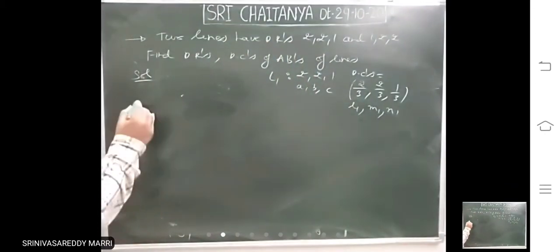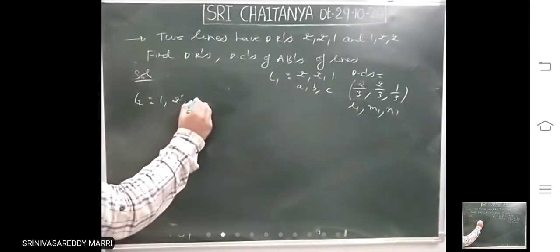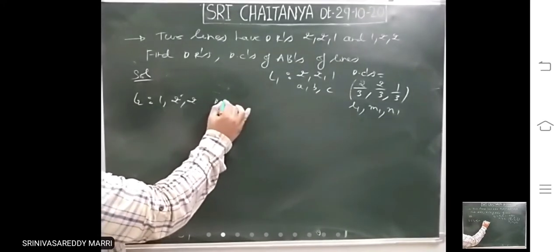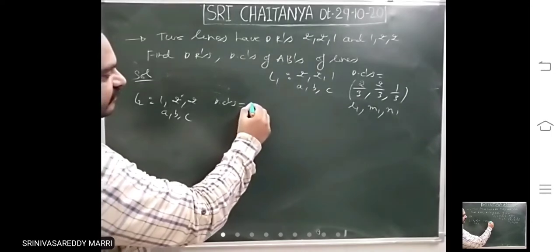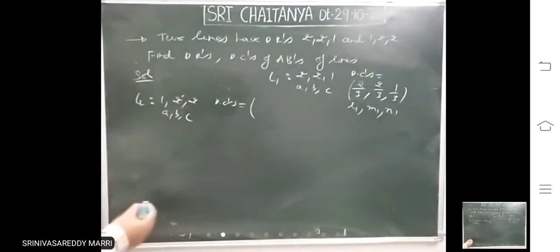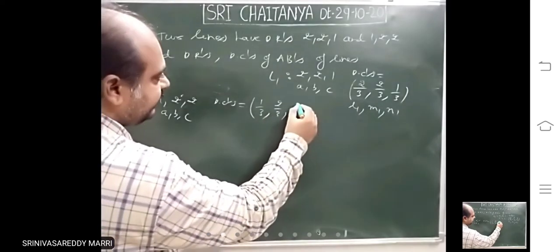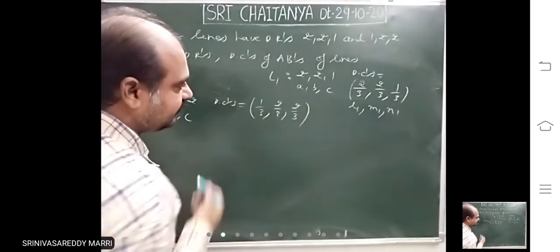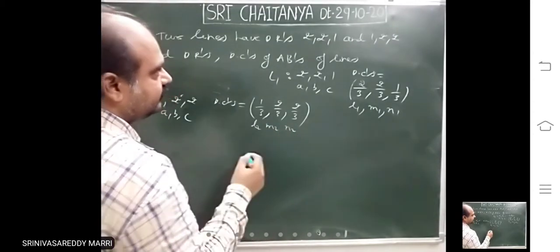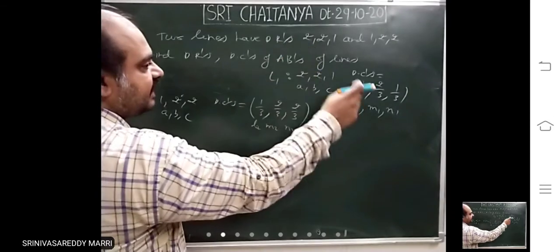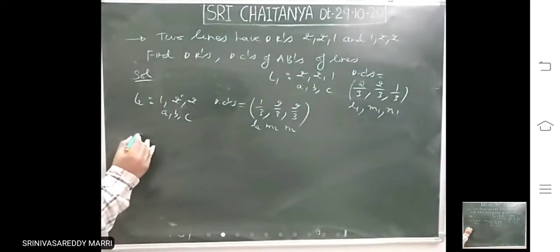Similarly, L2 you take. L2 is 1, 2, 2. Now calculate DCs. These are A, B, C. DCs are, again by the formula, plus 1 you take, 1 divided by 3, 2 divided by 3, 2 divided by 3. Minus 1 also you can take, no problem; any one you take. L2, M2, N2. That means DCs of L1 are known, DCs of L2 are known. Now you can apply the formula.